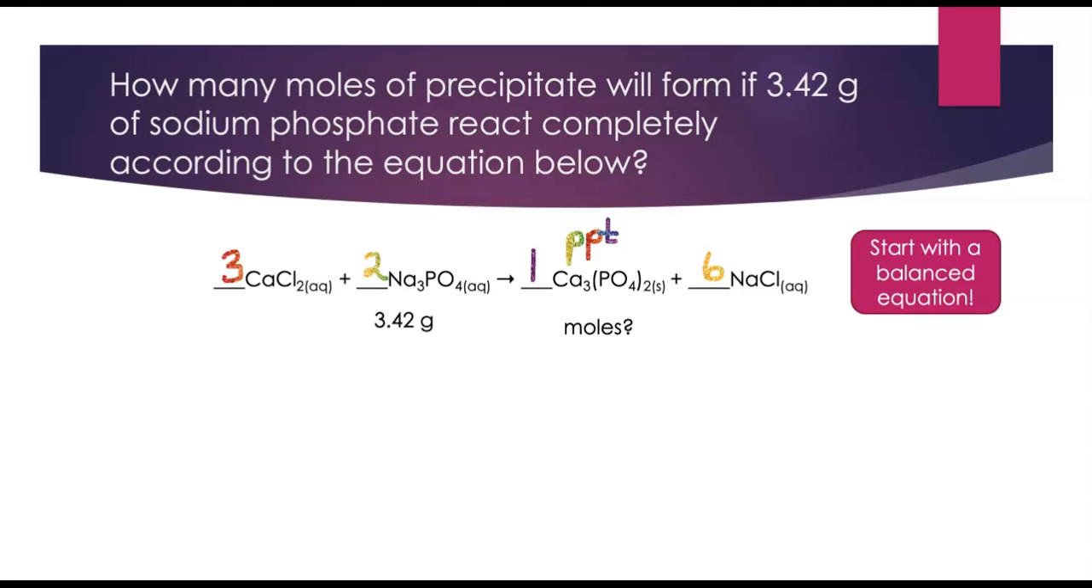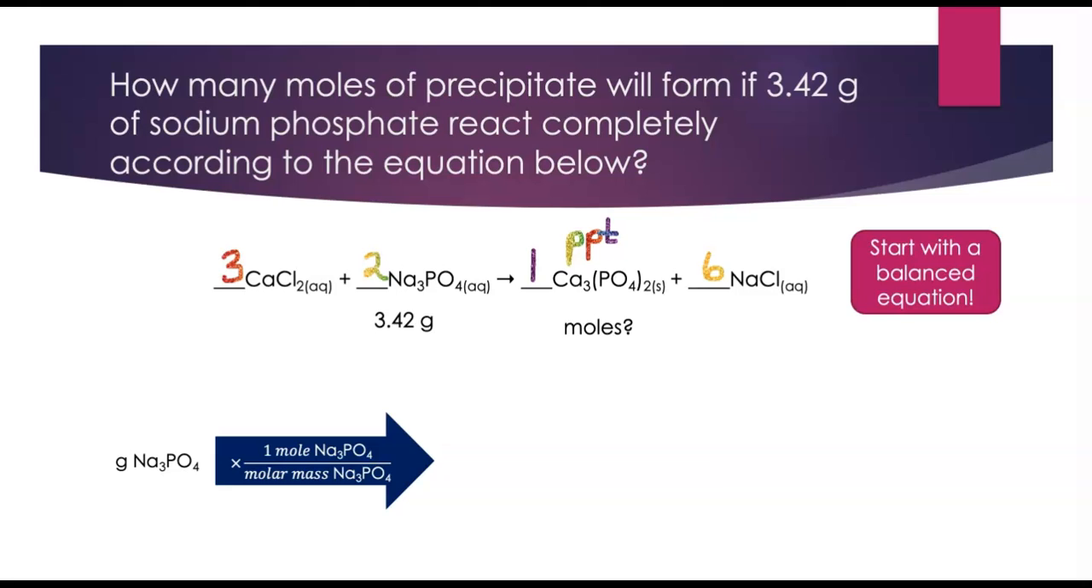We can't go directly from grams of sodium phosphate to moles of calcium phosphate. We need that mole to mole conversion. Let's think about it in terms of the mole road. I've got grams of sodium phosphate. I can multiply by 1 over the molar mass of sodium phosphate to get to moles of sodium phosphate.